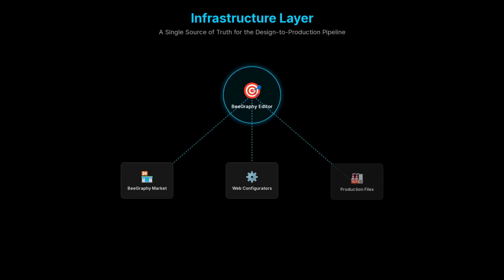The same executable design systems authored within the editor serve multiple downstream contexts: distribution through the BeeGraphy market, interaction via web-based configurators, and automated export of production-ready files for manufacturing. In this sense, the editor functions as an infrastructure layer rather than a standalone tool. It provides a single source of truth from which design logic can be reused, deployed, and scaled across the entire design-to-production pipeline. The BeeGraphy Editor exemplifies a shift from geometry-driven modeling to logic-driven system design.